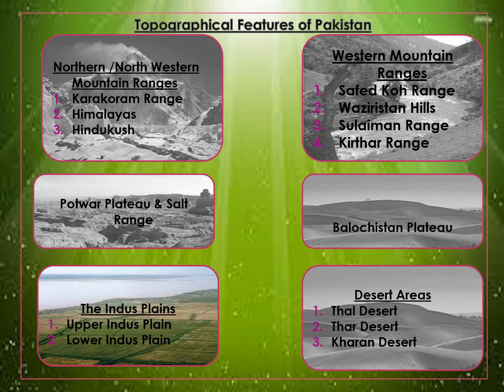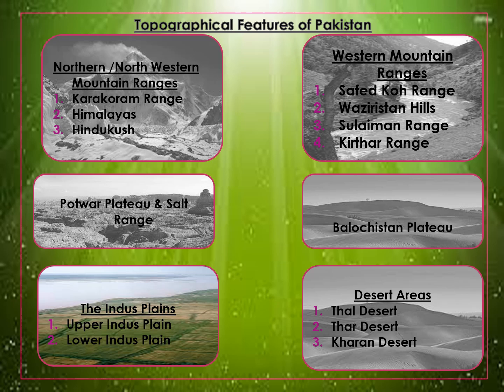and deserts. So if we talk about the topographical features of Pakistan, we have northern and northwestern mountain ranges like Karakoram range, Himalayas and Hindukush. We have western mountain ranges like Safedko range, Waziristan hills, Sulaiman range and Kirthar range. We have Potwar plateau and Salt range. We have Balochistan plateau. We have Indus plains, which is divided into two parts, upper Indus plain and lower Indus plains. Then we have desert areas, Thal desert, Thar desert and Kharan desert.